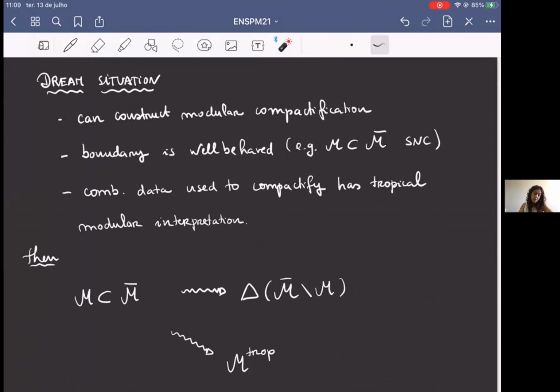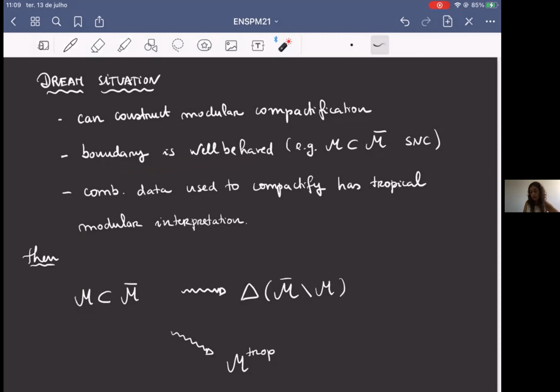So the dream situation, which would maybe solve our problem, is that you can construct a modular compactification of your moduli space. What do I mean by modular? Modular is the key word here. It's a compactification where the points of your compactified space themselves parameterize interesting algebro-geometric objects. And then you want a geometric condition to be satisfied, which I will state like this: I want the boundary of your compactification to be well behaved.